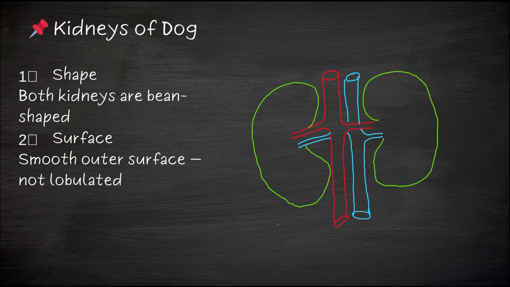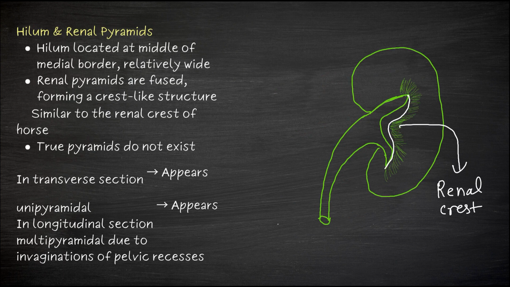Kidney of the dog. Both kidneys are bean shaped. Surface smooth, outer surface not lobulated. Hilum located at the middle of the medial border, relatively wide. Renal pyramids are fused, forming a crest similar to that of the horse. So here also we will find the renal crest. True pyramids do not exist. In transverse section, they appear unipyramidal, but in long sections, multipyramidal due to the invagination of the pelvic processes.